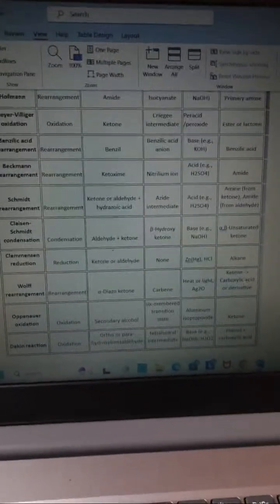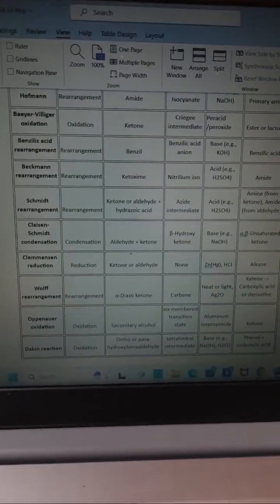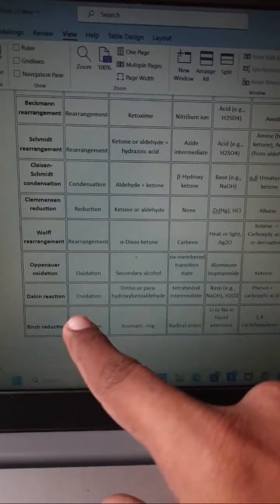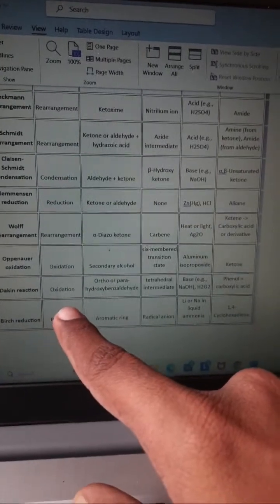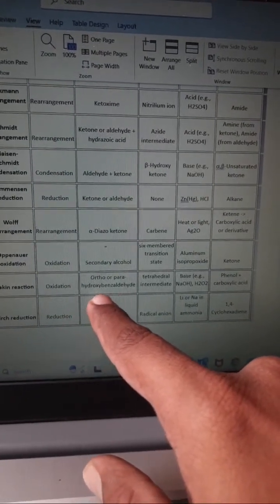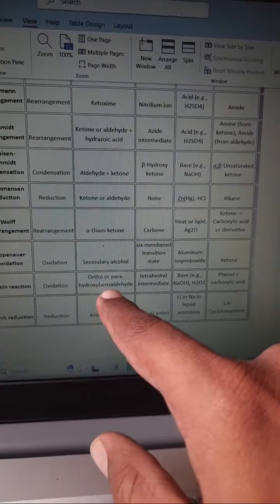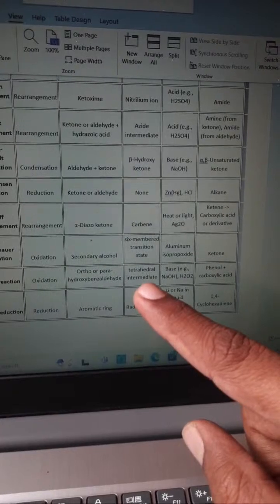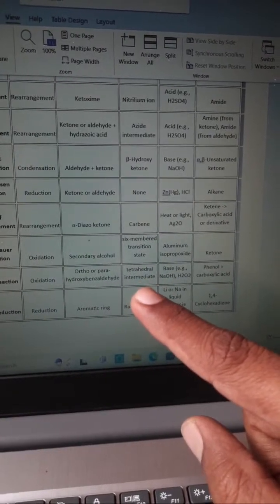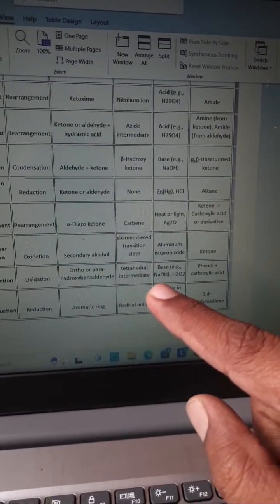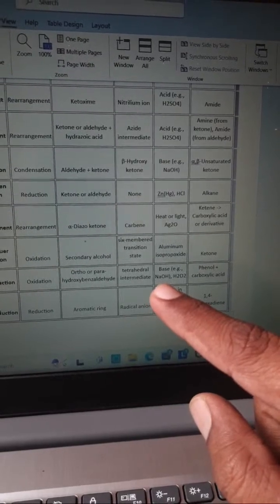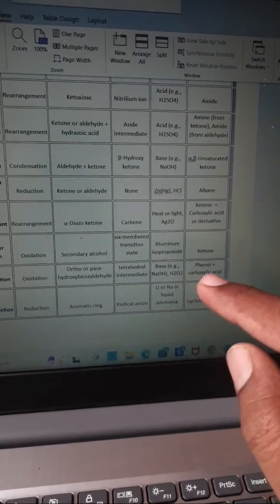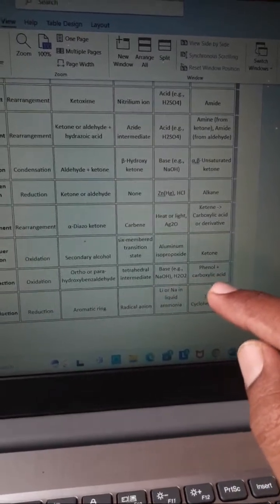The next reaction is Dakin reaction. Dakin reaction, it is an oxidation reaction, and for this the starting compound is ortho or para hydroxybenzaldehyde. The intermediate formed is tetrahedral intermediate, and catalyst used is sodium hydroxide, potassium hydroxide, and peroxide. The product formed is phenol and carboxylic acid.